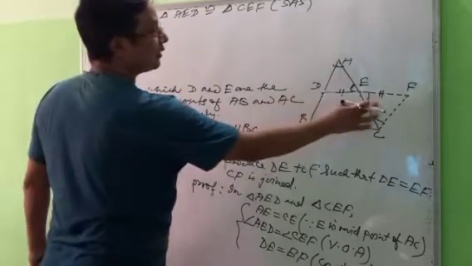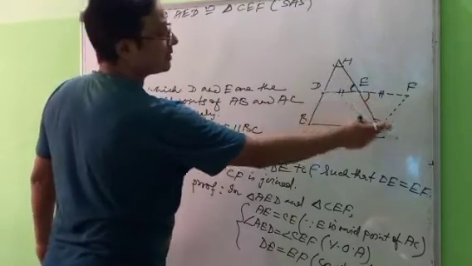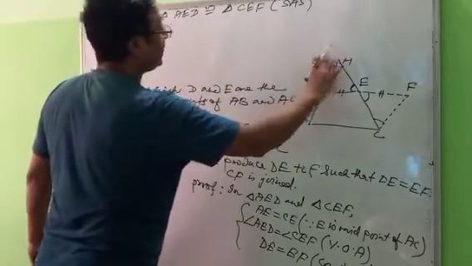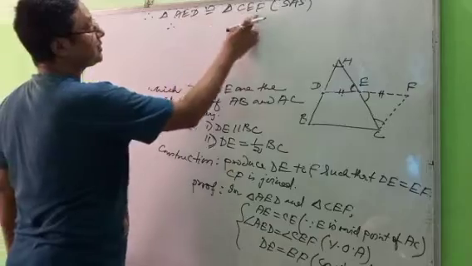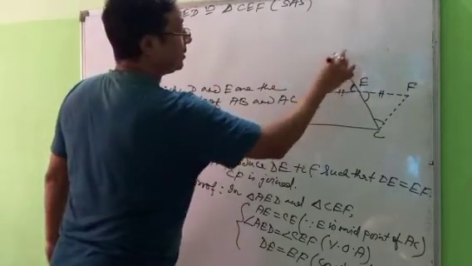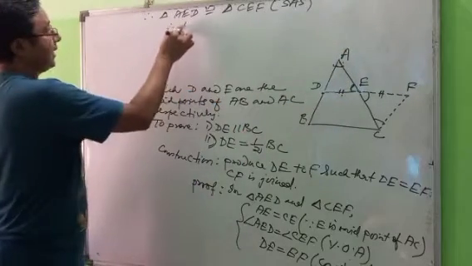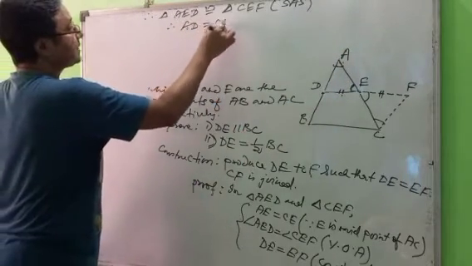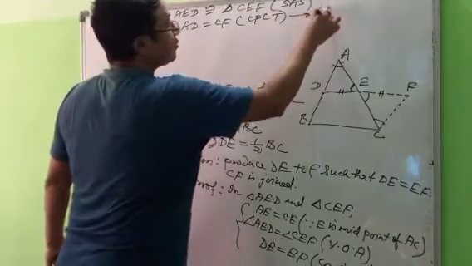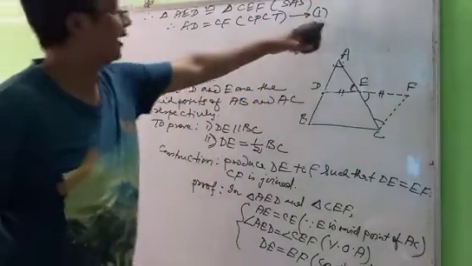As these two triangles are congruent, their corresponding parts are also equal. Therefore, you will get that AD is equal to CF. This is by CPCT. So this is equation 1.